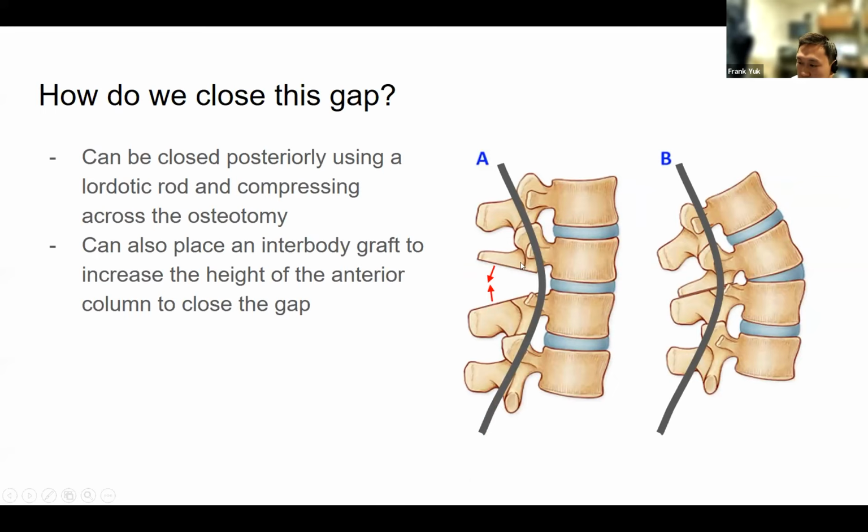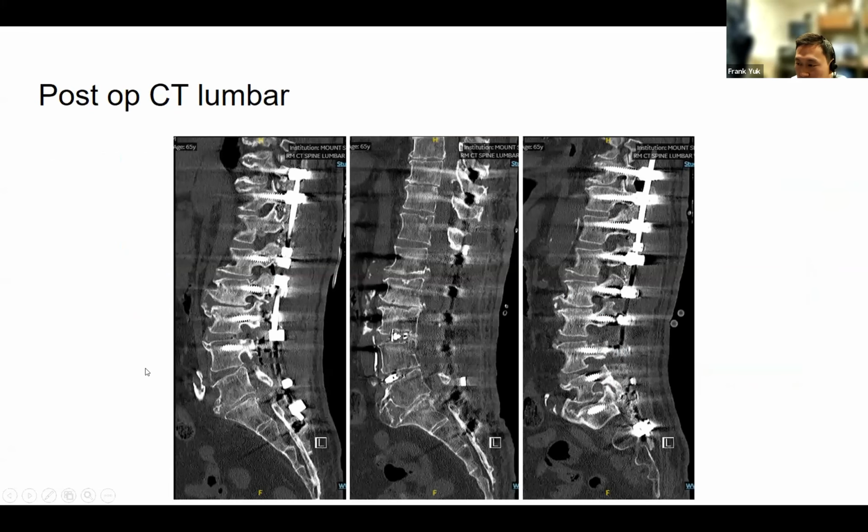The other option is to segment this or make this fusion more robust and place an anterior graft, whether it's a lateral, anterior, or a TLIF, and increase the height of the anterior column, and that will increase the fulcrum anteriorly and allow you to close this gap better. And so after doing all the surgery, we got a post-op CT, and you can see that we achieved the goal that we were looking for.